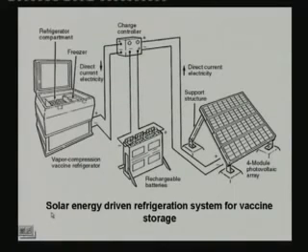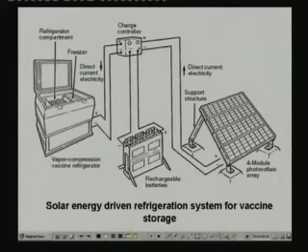Yeah, this picture here shows a solar energy driven refrigerant system for vaccine storage. What we have here is a photovoltaic array. This photovoltaic array converts solar energy into electricity, direct DC current electricity, and this DC current can be used for running a vapor compression refrigerator here. Of course, you can also use the DC current for running a thermoelectric refrigerant system, but in this particular schematic a vapor compression refrigerator is used, which is connected to the photovoltaic array here.